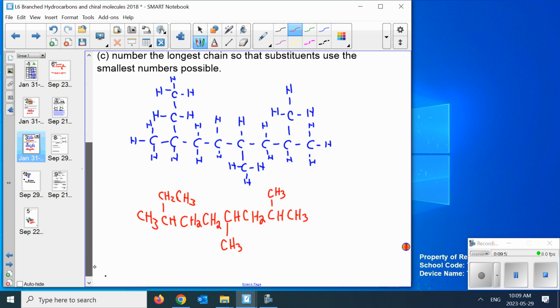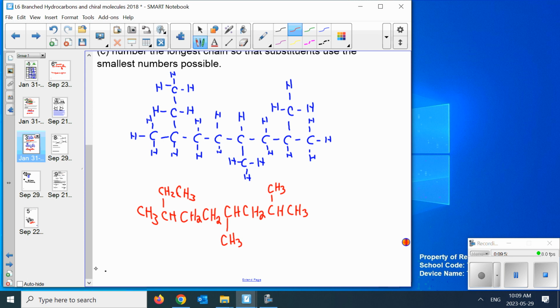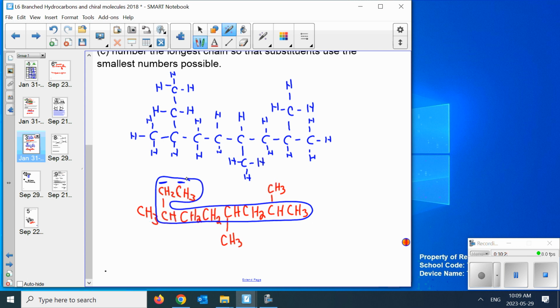So you can see I've done it two different ways. I do think the red is the easiest. Well, we've got to look for the longest chain. If I go like this, I have 1, 2, 3, 4, 5, 6, 7, 8. Eight. Can I beat 8? Well, if I do it like this, it's also 8. But look at this. What if it went this way? That is 9.